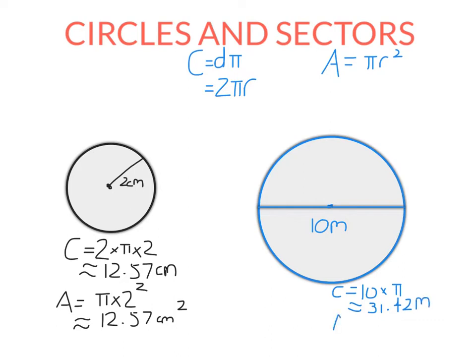The area of this circle is just pi times radius squared. So putting that in our calculator again to 2 decimal places, we get 78.54, and it'll be meters squared. So circles are pretty easy, but now let's look at the area and perimeter of sectors.